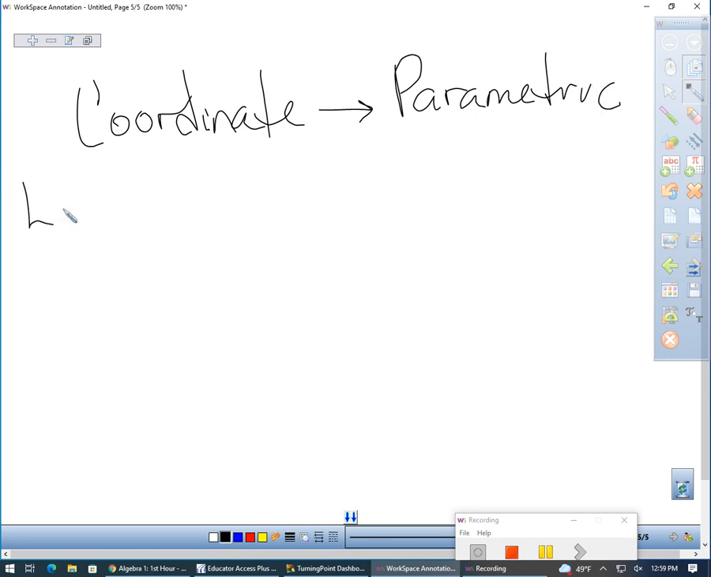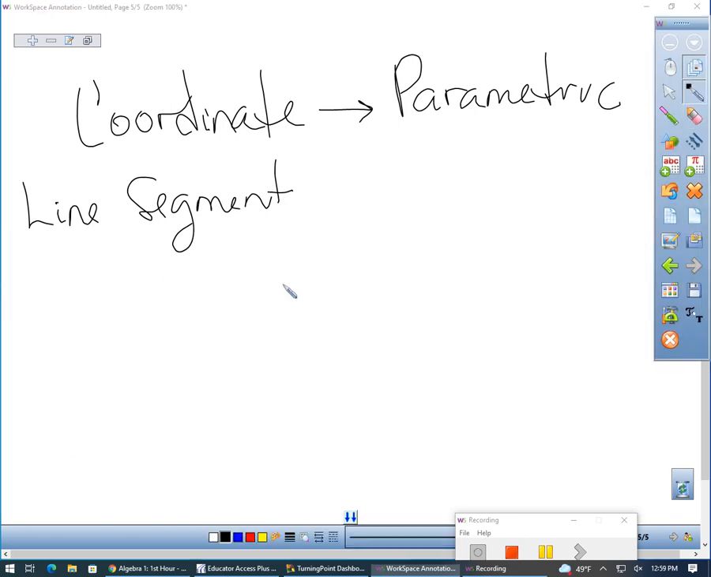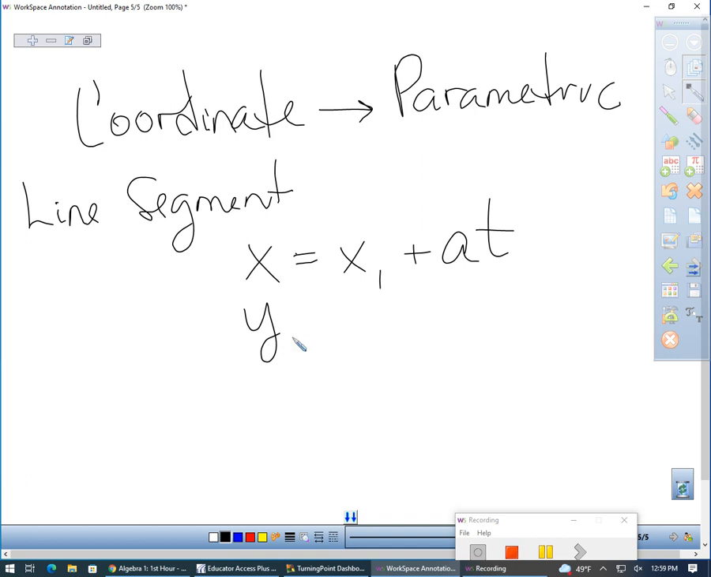If it is a line segment, that's the one I would like to start with first. A line segment is going to follow this super easy formula. It is going to follow x equals x1 plus at and y equals y1 plus bt. That's the formula we're going to use. So let me show you how this works.